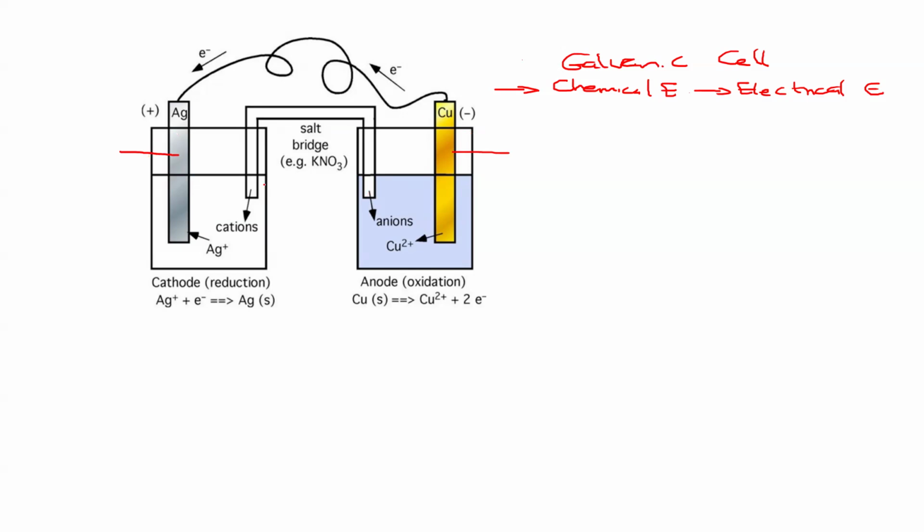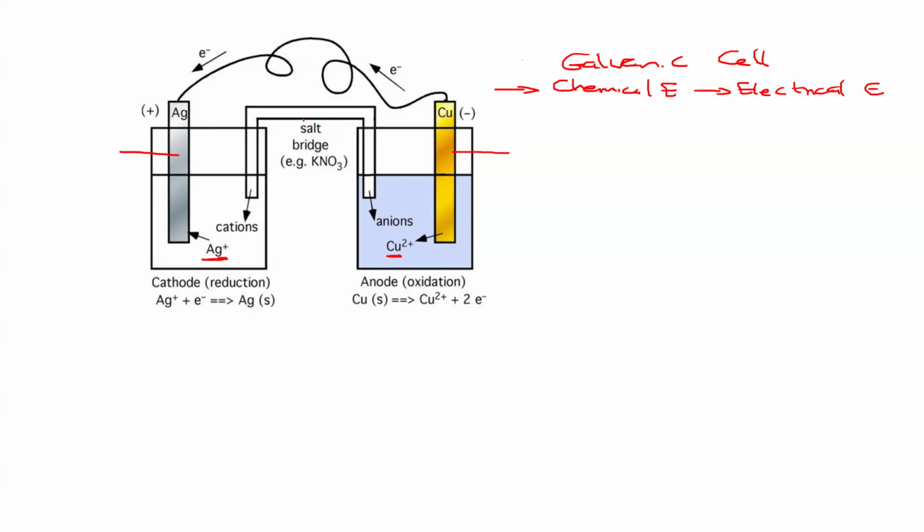But now each electrode is dipped into an ionic solution containing its own ions. So solution one contains silver ions, and solution two contains copper ions. All right. And then we have a salt bridge, which connects the two half cells, making sure that the cell is complete.